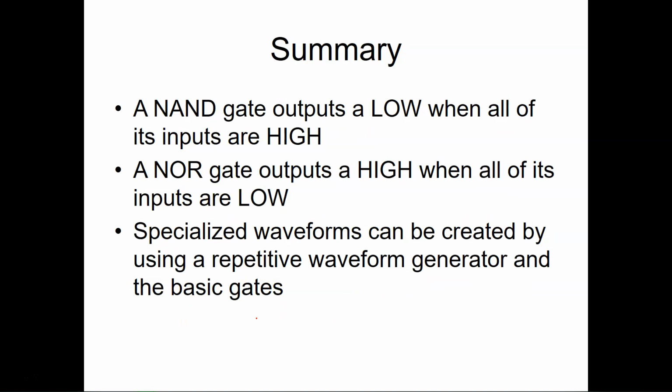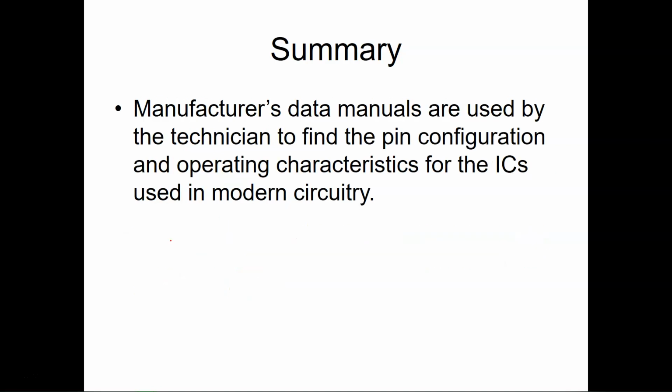A NAND gate outputs a low, I just said all this. Specialized waveforms can be created by using a repetitive waveform generator, should you need one of those. If you need to find the pin configuration of an IC chip, the best way is through data manuals, since whenever the manufacturer sends any kind of chip, that's what they have to send with it.